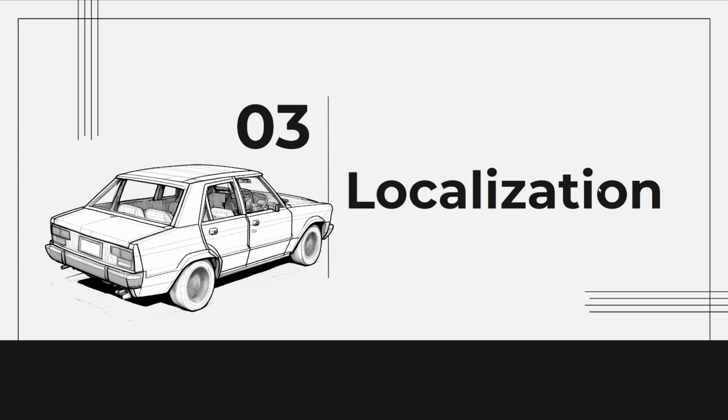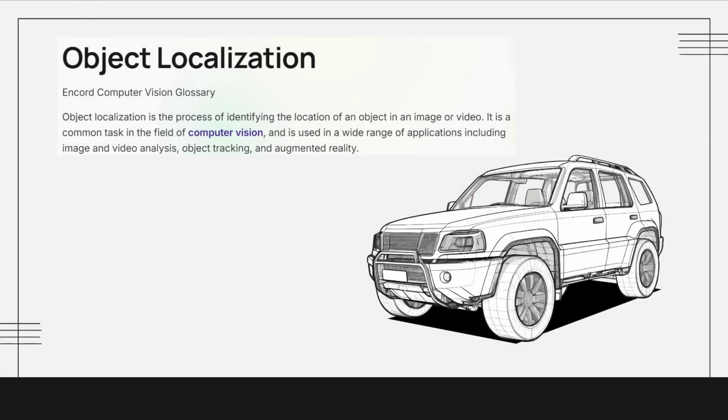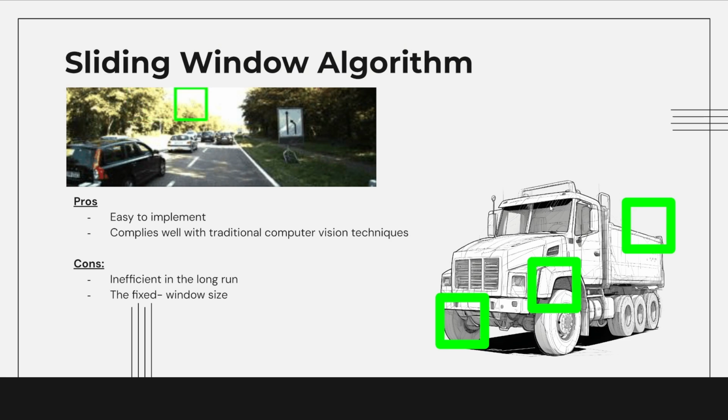So now I'll be talking about localization. Localization is the process of identifying specific positions of an object, feature, or event with given input. In our case, localization was used to identify an object within an image or a video. So one technique is called the sliding window. The sliding window technique is having a fixed size window that slides through the image while it crops it and analyzes the images one by one. The advantage of this algorithm is that it is easy to implement many simple classifiers and traditional computer vision techniques.